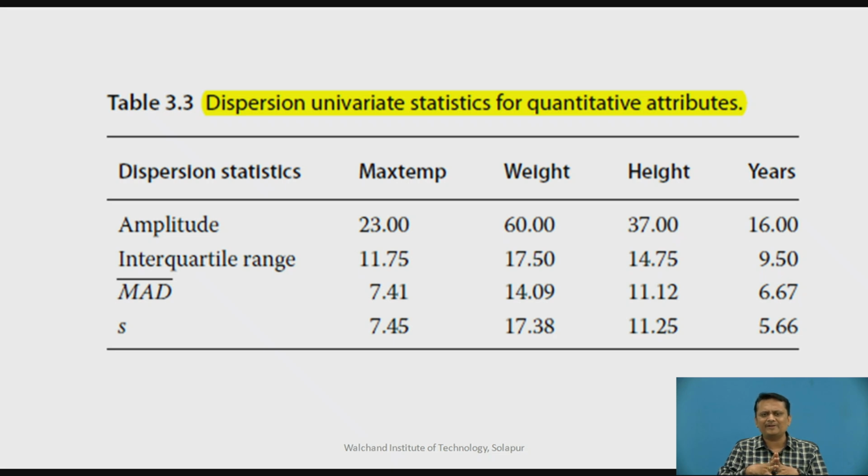Here I am representing the statistical insights for all 4 attributes. Amplitude means the difference between the minimum value and maximum value taken by that particular attribute. Then the interquartile range, the difference between the third quartile value and the first quartile value, represents the IQR. Then mean absolute deviation is calculated, and then standard deviation. So these are the statistical parameters calculated for the 4 attributes which we talked about in the earlier slide as a part of the data.